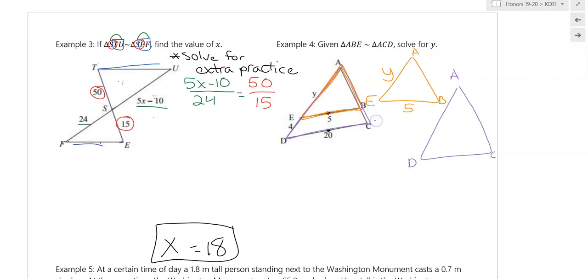A to C we know nothing about, C to D is 20. And then if we look here, this is this whole side. The biggest mistake is students just write down 4. But I go 4 and then Y, or Y and then 4, which technically means I'm going Y and then 4 more. So the side of that triangle is Y plus 4.